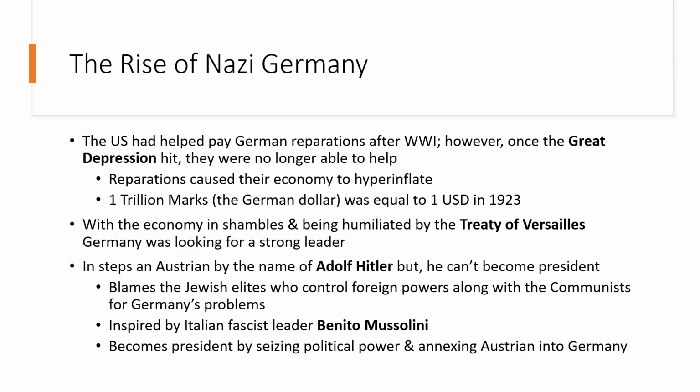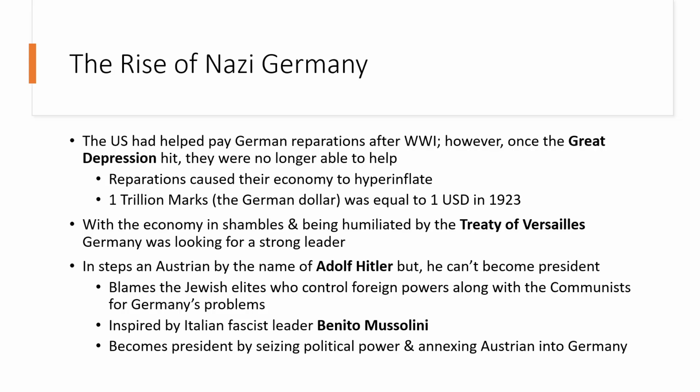With the economy in shambles and being humiliated by the Treaty of Versailles, Germany's going to end up looking for a strong leader, and they are going to find it in an Austrian by the name of Adolf Hitler. However, thankfully, since he's not a German, he can't become president.